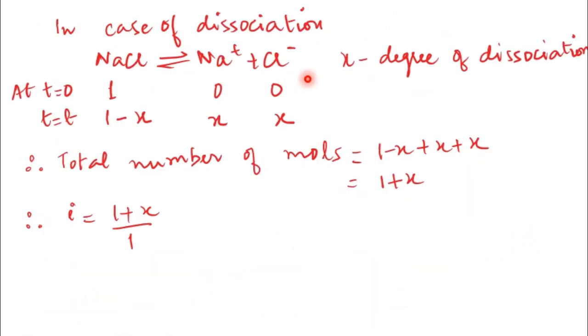Now in the next slide we come to the end, looking at when we take a solute like sodium chloride, which dissociates, where x is the degree of dissociation. Like we did in the previous slide, at time t when equilibrium has been attained, x moles of sodium chloride dissociate into x sodium ions and x chloride ions. Now in this case, the total number of moles will become 1 minus x plus x plus x, that is 1 plus x, and therefore i can be given as 1 plus x by 1.